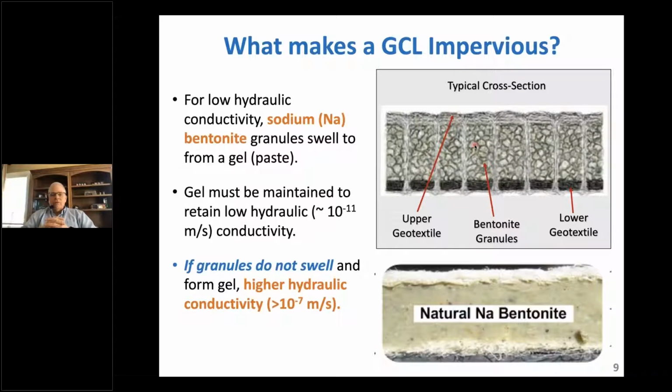But what must happen for a GCL to become impervious, or to have very low hydraulic conductivity, to be more specific, is for those bentonite granules to transform from granular particulates that look like sand to a gel like we see here in the bottom. They have to swell and fill the voids between them, creating a truly microporous or nanoporous material that has very small and very tortuous pores that drive the hydraulic conductivity down to very low levels. If we achieve swelling, the hydraulic conductivity will be very low. If we do not, the hydraulic conductivity will be very high. And so that issue in itself is just fundamentally important to understanding these products and how they function.